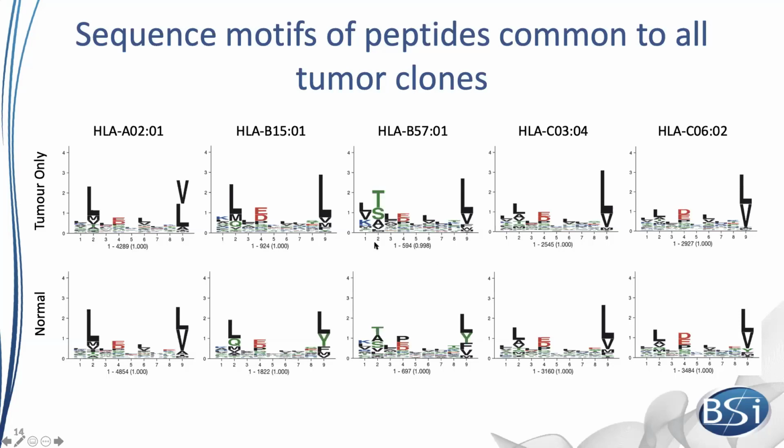I did notice a few differences between the two, such as at position 9 in the HLA-B motifs, there was a stronger preference for tyrosine at position 9, whereas that seemed to be lost in peptides that were specific to tumor samples. And maybe a slight increase in proline represented at position 4 in normal tissue and less pronounced in tumor samples.